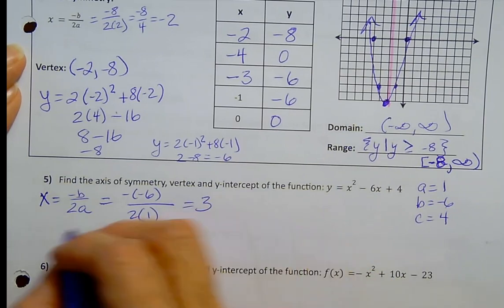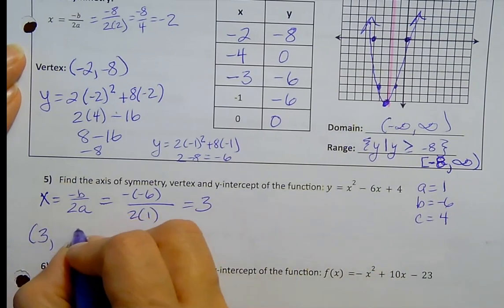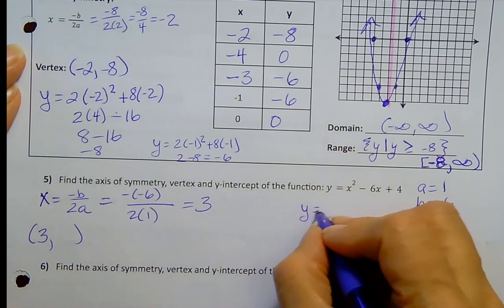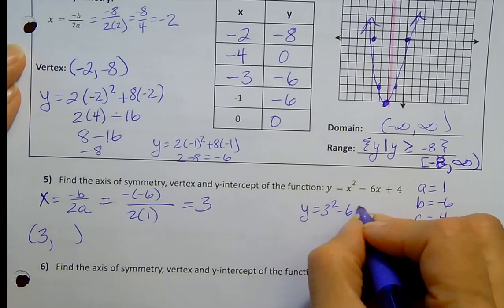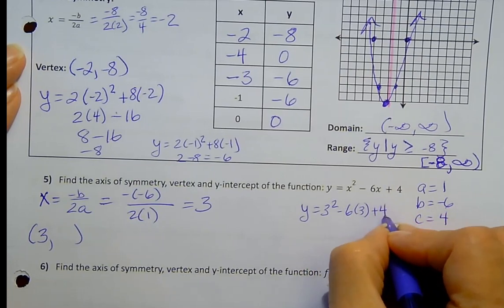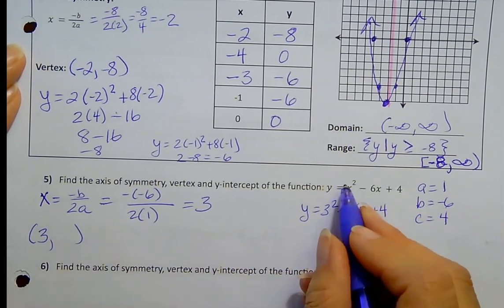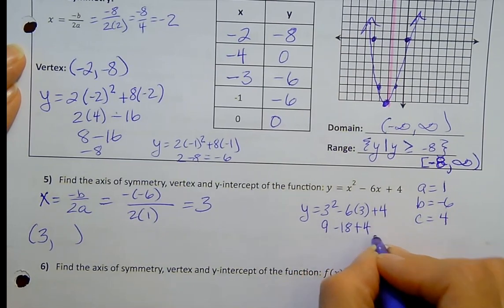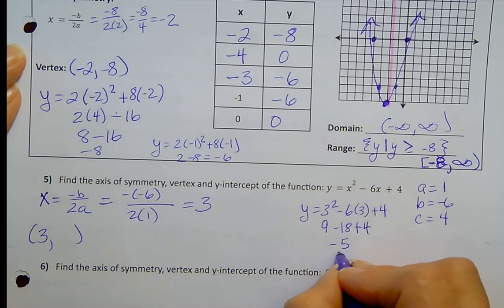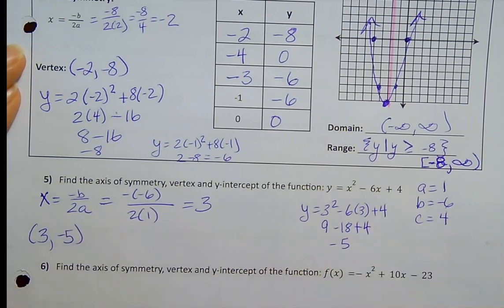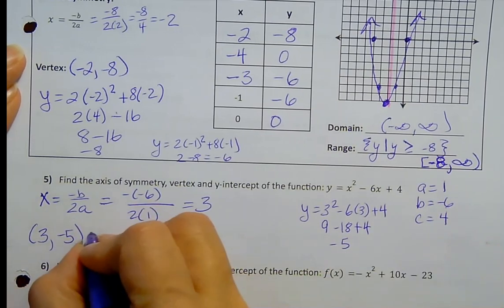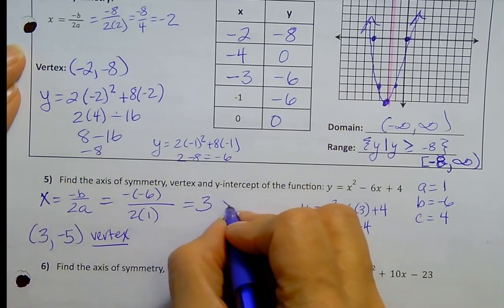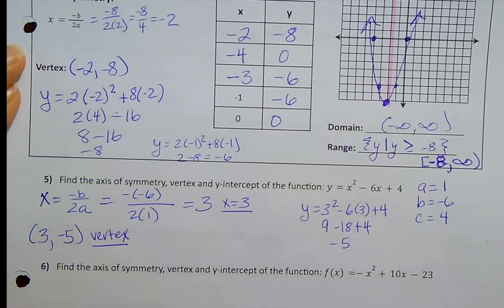Okay, the vertex, I know, is going to be the point at which x equals 3. I have to find y. So y equals 3 squared minus 6 times 3 plus 4. This is when x equals 3, because I'm just plugging it in. 9 minus 18 plus 4. -9 plus 4 is -5. The y value for my vertex is -5. Okay, this is my vertex. So I found my vertex, and I found x equals 3 as my line of symmetry.